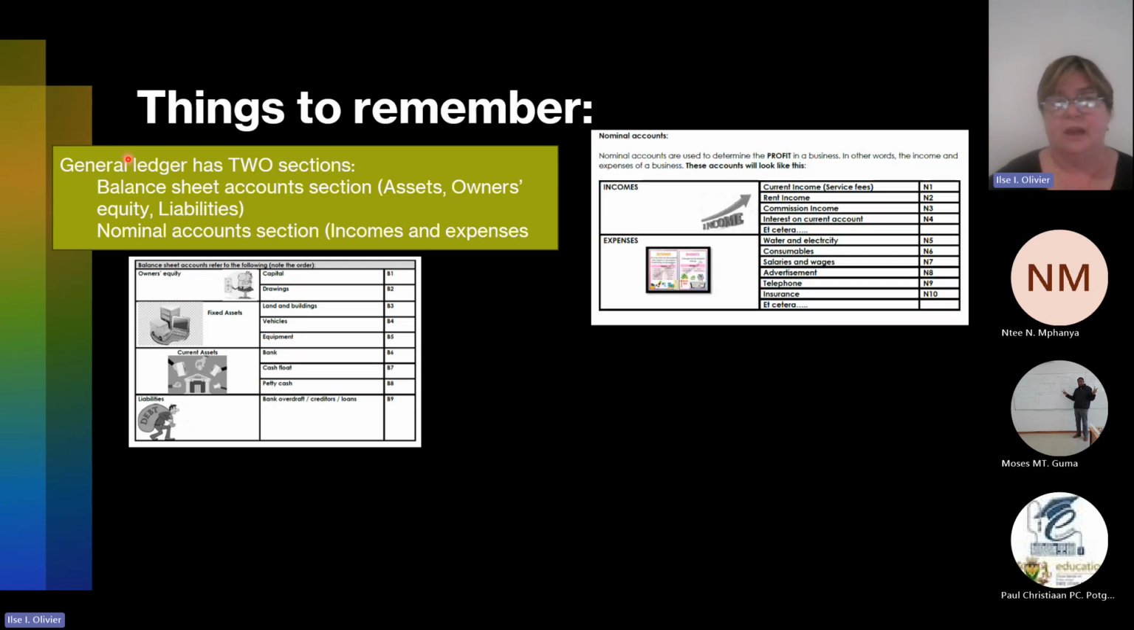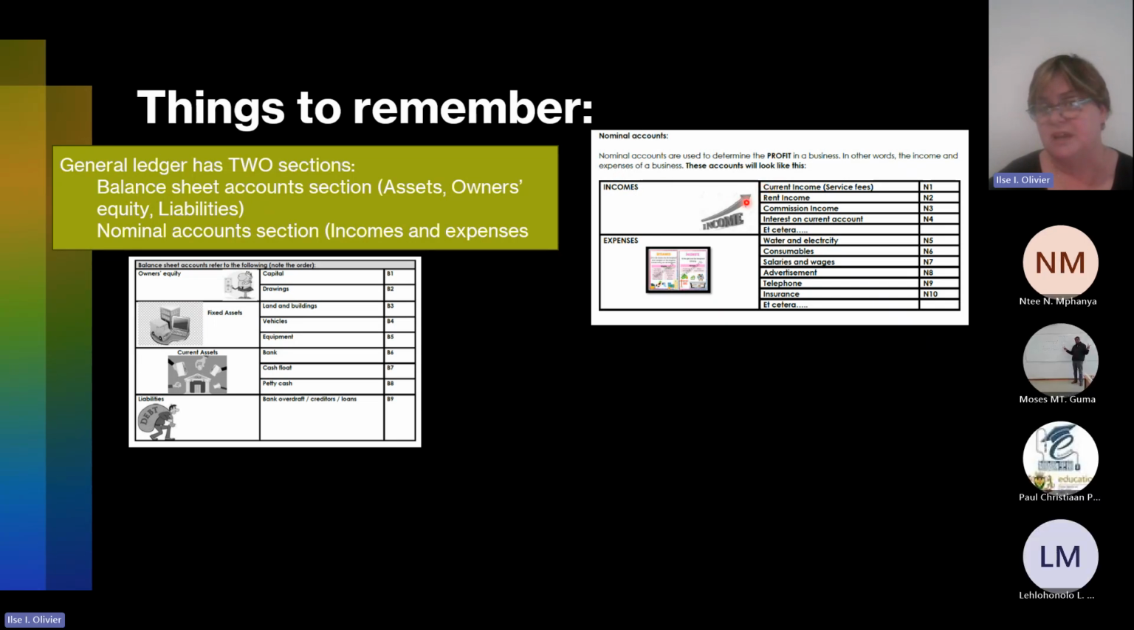If we look at our nominal account section, then we look at our incomes. For you, it will be sales and cost of sales, then current income, rent income, commission income, etc. And for your expenses, you will have cost of sales, consumables, salaries and wages, advertisements, and so on.